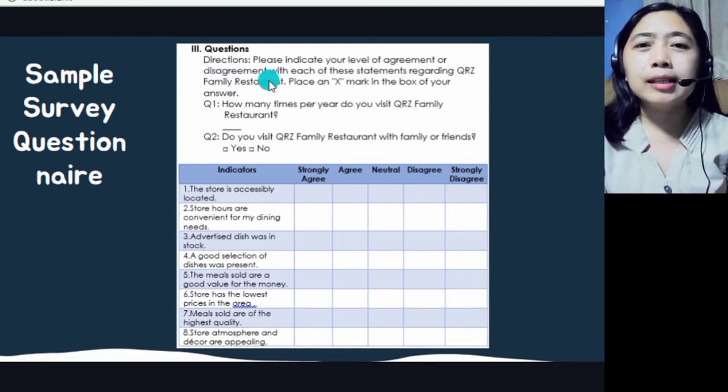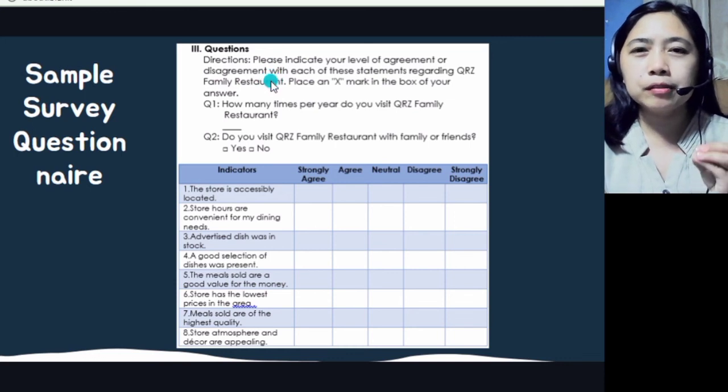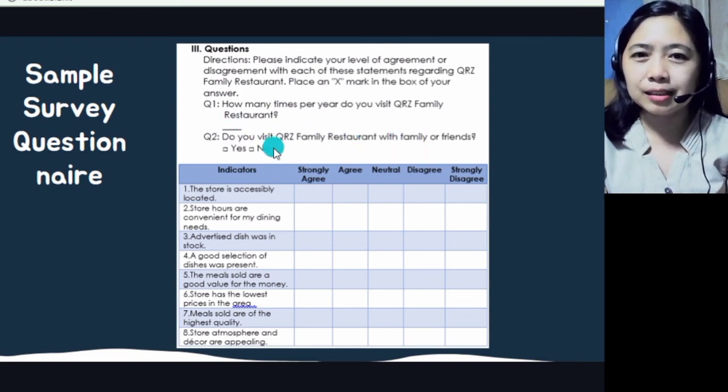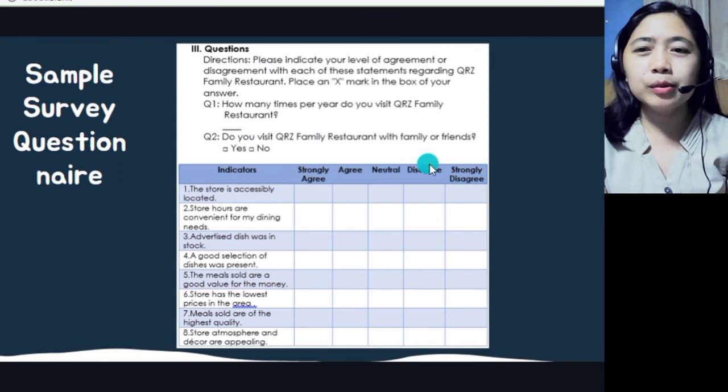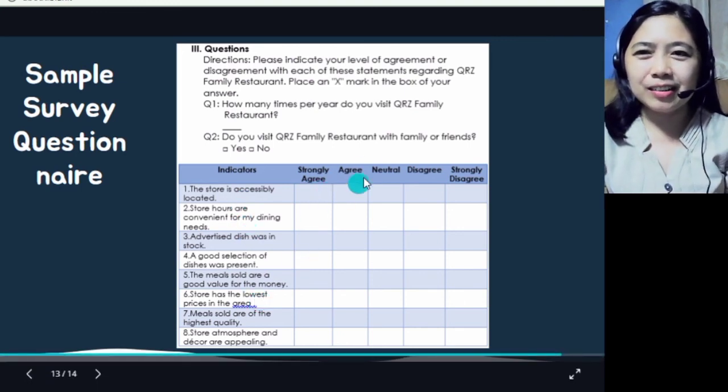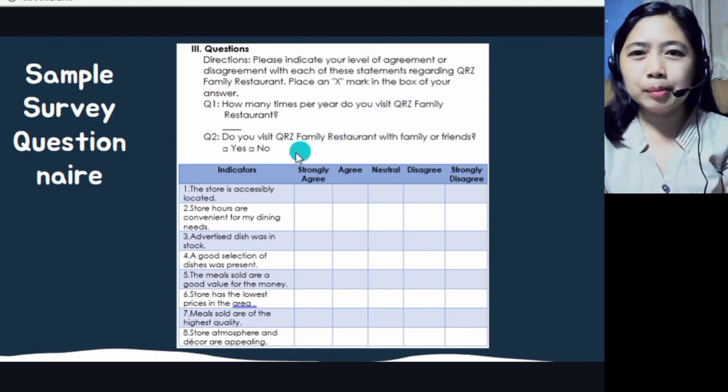So here, in your questions, always indicate or specify, or you have to be specific in stating your instructions or directions. So in here you have, please indicate your level of agreement with which of these statements regarding the restaurant. Place an X mark in the box of your answer. So you have questions 1 and 2 here. How many times per year do you visit the restaurant? Do you still visit the restaurant with family or friends? Okay. So in here, these are the questions. Strongly agree. Okay. So an X for your answer.